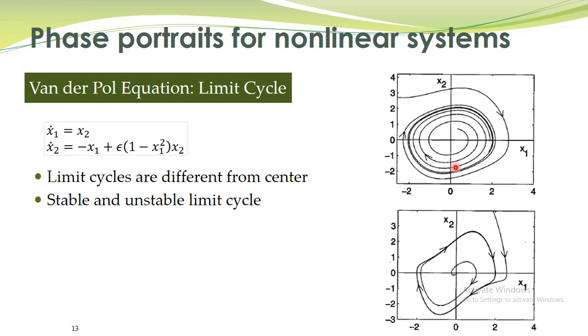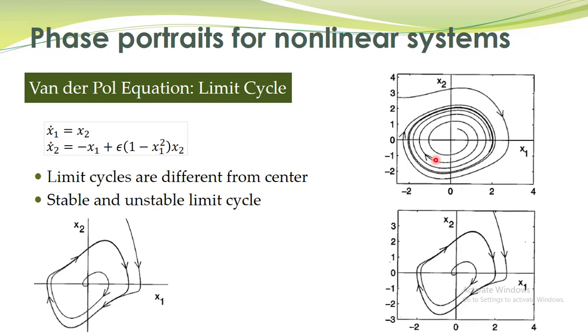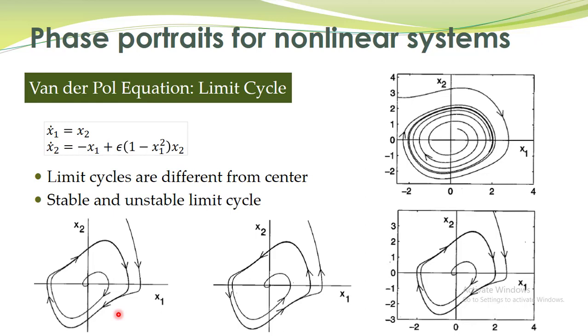Trajectories will finally converge to the equilibrium point, to this origin, right? If this direction of the arrow is opposite. So that limit cycle is called an unstable limit cycle. What is this one? This is a stable limit cycle. And what is this one? Unstable, this direction. This is growing, and if there is a disturbance which reduces the amplitude, then that will finally converge to the equilibrium point. This is an unstable limit cycle.